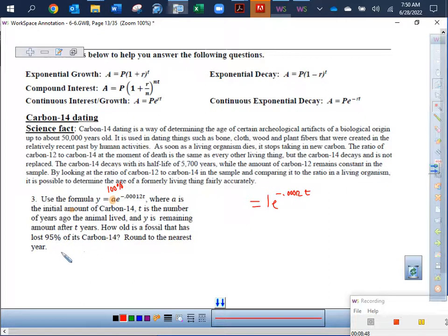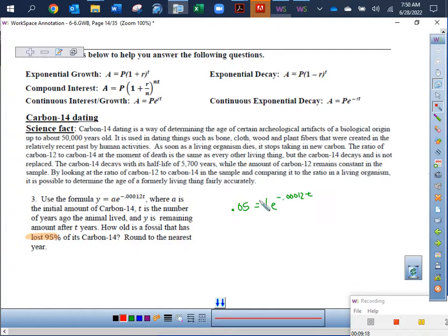So that means that we have to know this y value, which is how much carbon-14 you currently have. And they super try to trick us on this one because they say they have lost 95% of their carbon-14. I don't care how much they've lost. I care how much they've kept. So if you've lost 95%, haven't you kept 5%? That's the number that needs to go right here. As a decimal, you have to have kept 5%.